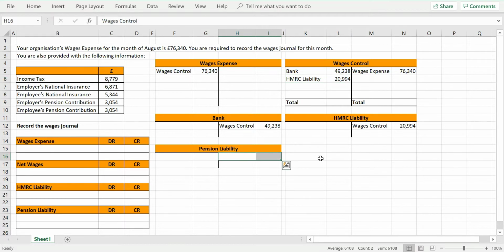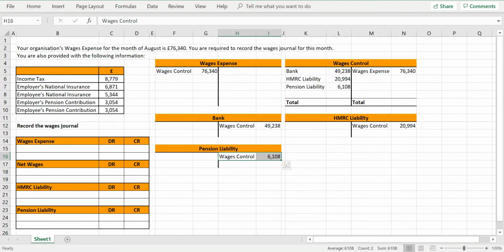So therefore, we would expect the transaction to be on the credit side because we are increasing the liability, as you can see here. So again, that pension liability is currently sat in that £76,340 because, as we established earlier on, that wages expense amount includes the employer's pension as well and the employee's pension. So again, we would take that out of wages control like so, and it will be placed in the pension liability, as you can see here.